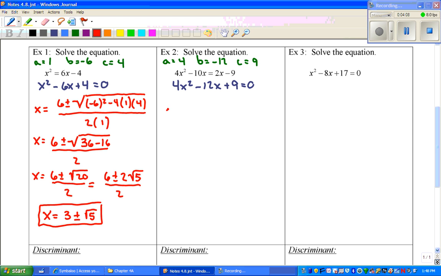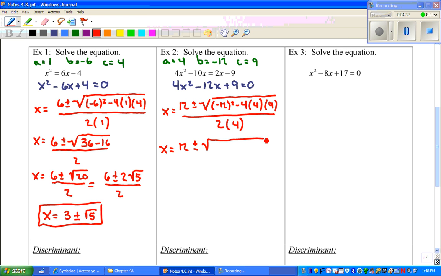All right, x equals the opposite of b, so I have 12 plus or minus the square root of negative 12 squared minus 4 times a, which is 4, times 9 right here, all over 2 times 4. We're going to go ahead and determine what the discriminant is. This part right here gives me 144, and this part right here gives me minus 144. So I really end up with 144 minus 144, which is going to give me 0.